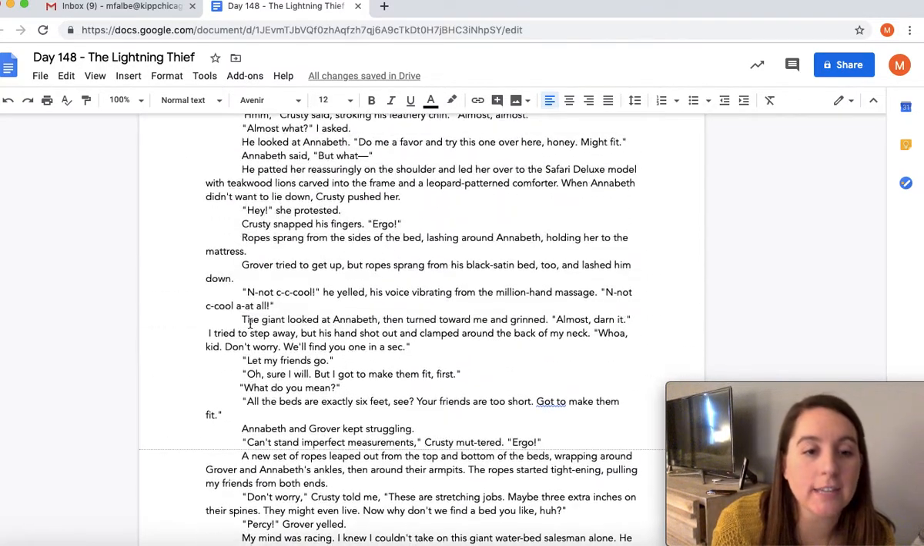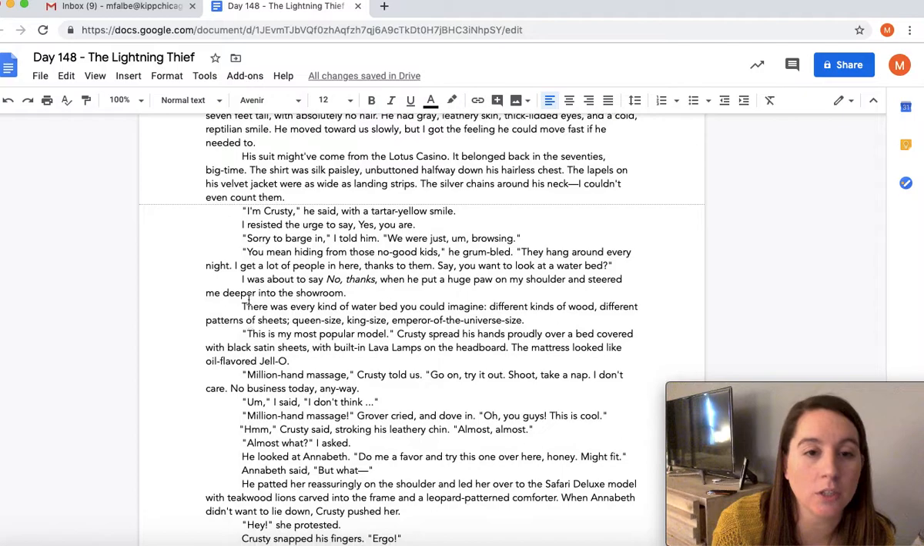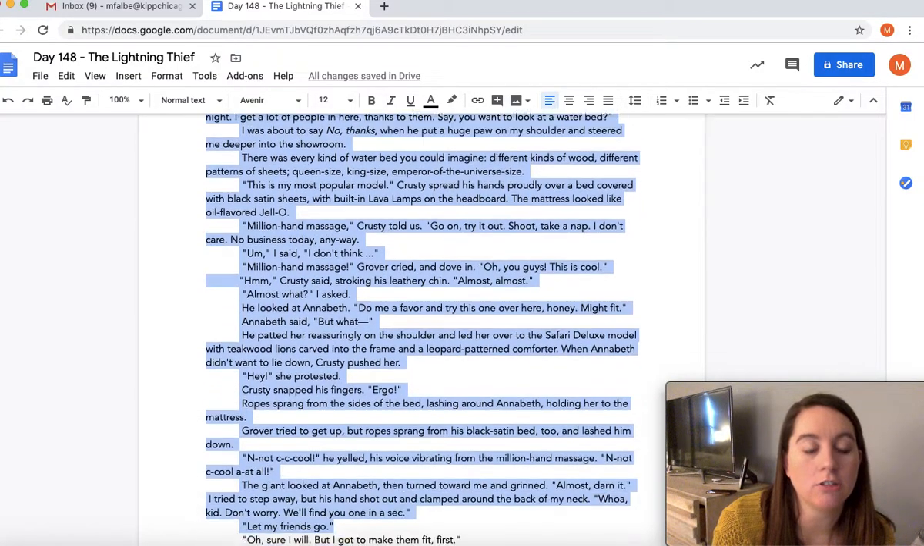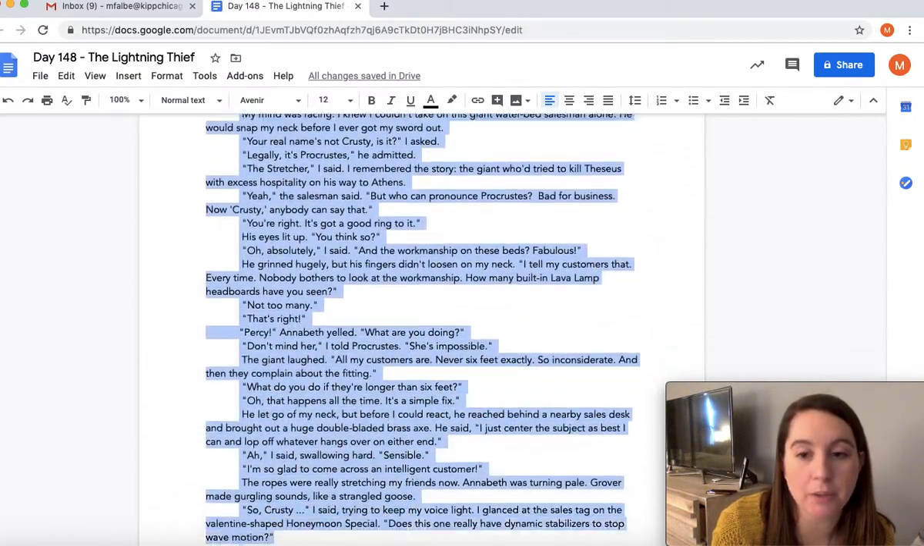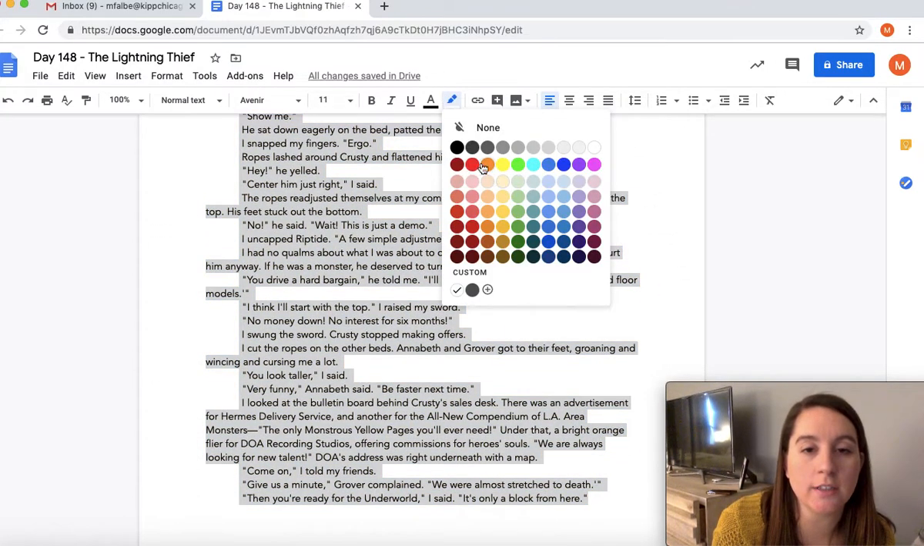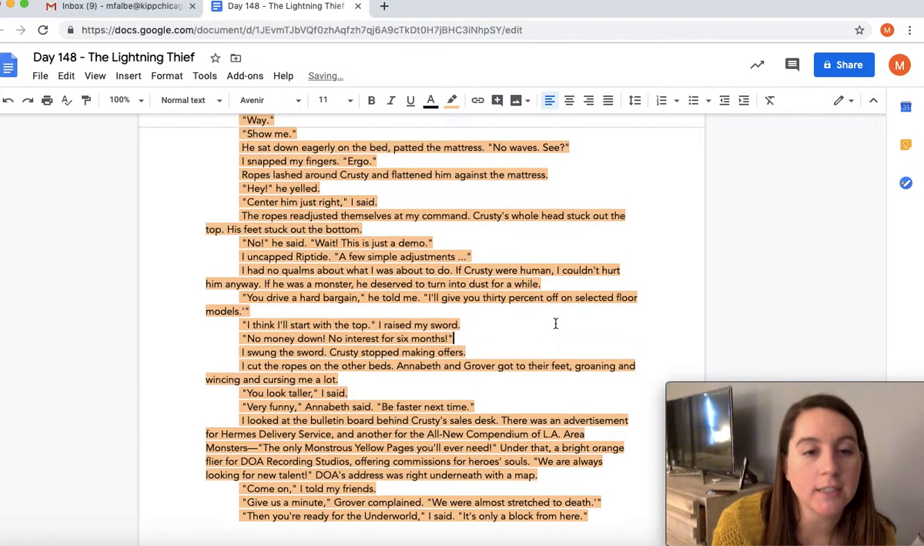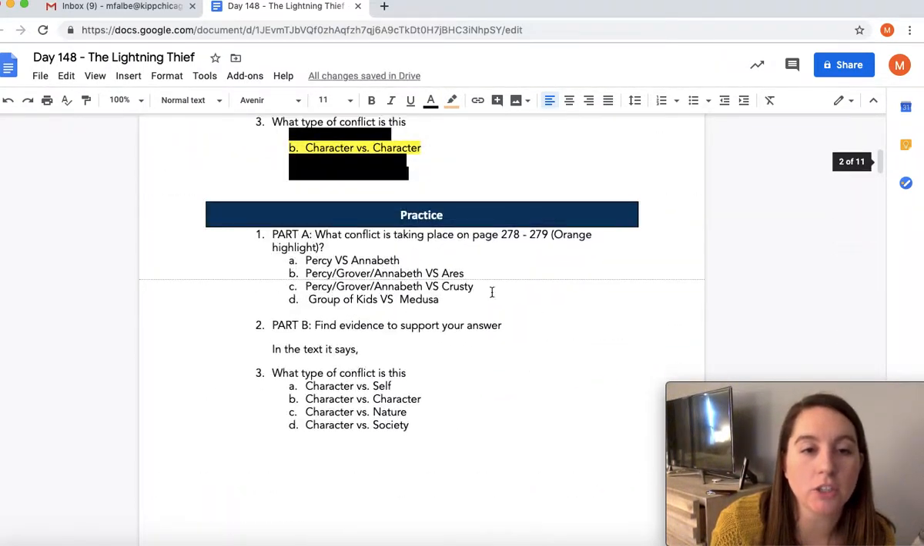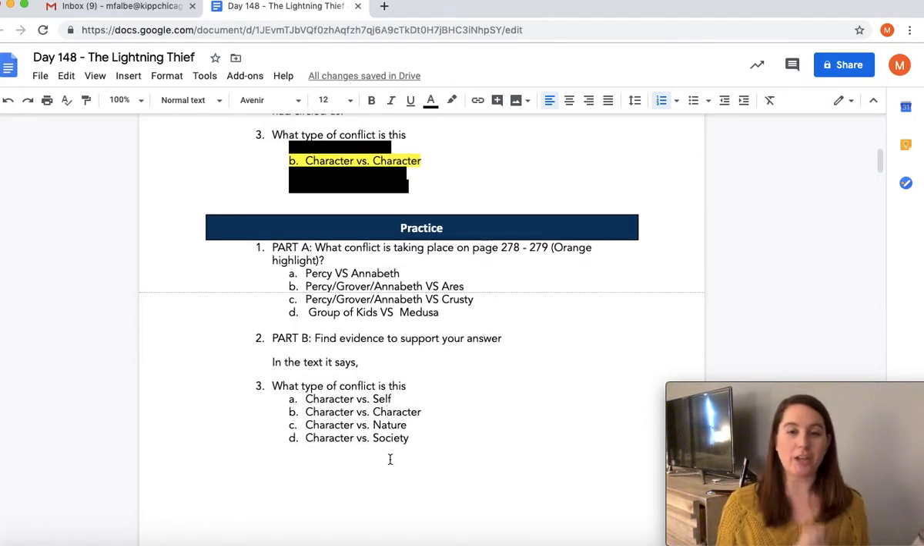So, this is the area. I'm going to highlight this all in orange so that you can look back at this when you answer your questions. So this is the section that has the next conflict. If you look up here for your question, it says, Part A, what conflict is taking place on page 78 to 79? That's in orange highlight. And then you're going to show your evidence, type it in here, and again, tell me what kind of conflict this is.